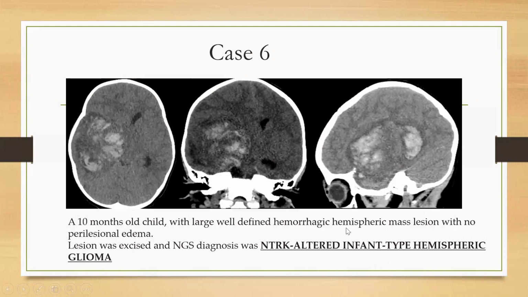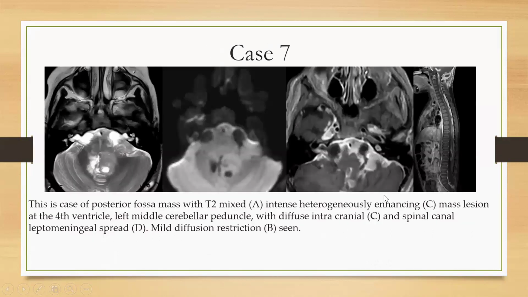In all these cases, surgery was done and we gave proton therapy. And this is another interesting case, the posterior fossa tumor. This is a young child presented with a posterior fossa mass lesion with some diffusion restriction. In this case, we did a brain and spine screening, and we saw there was diffuse leptomeningeal enhancement throughout the cerebral hemispheres and also throughout the spine.